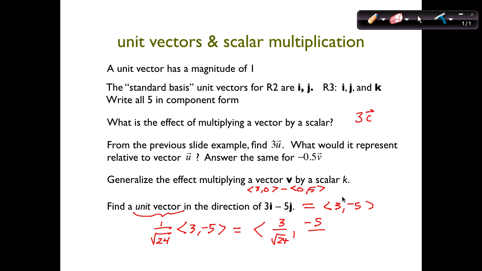Where are you getting 24? Did I do the math right? What is the magnitude of this? 9 and 25, 34. Thank you. I'm not very good at math, you guys. Yes, 34. It should make sense. This isn't something to memorize, but if the magnitude is radical 34 and I want it to be length 1, then I multiply by 1 over radical 34, scale it that much, and it'll shrink down to a magnitude of 1.